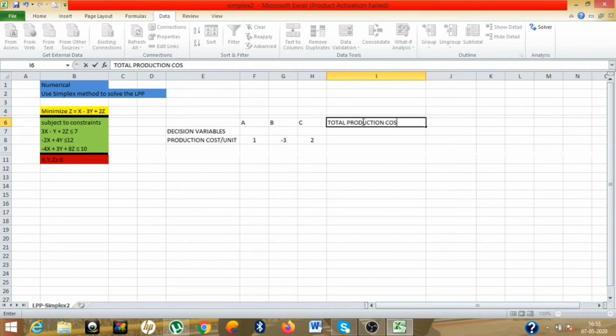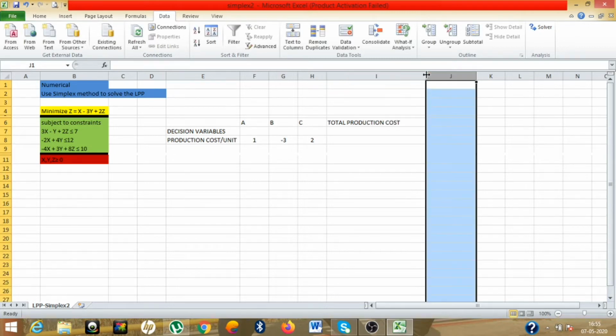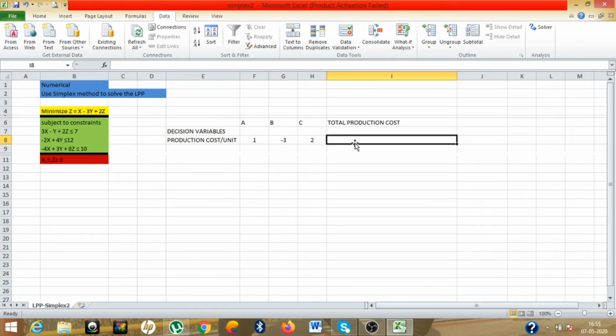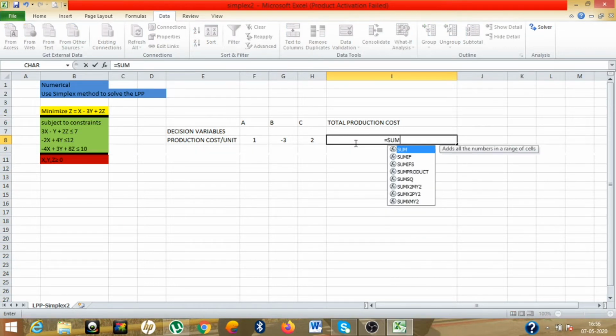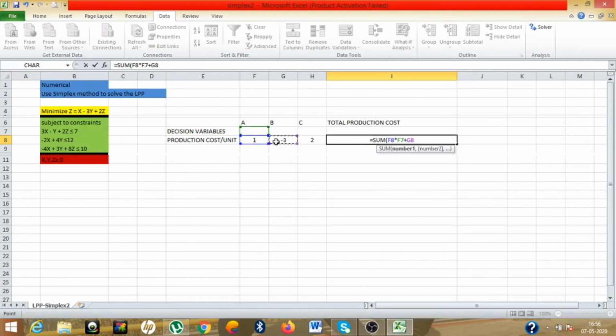The total production cost for the three products is equal to sum of 1 multiplied by x plus minus 3 multiplied by y plus 2 multiplied by z. So here it is the total production cost.